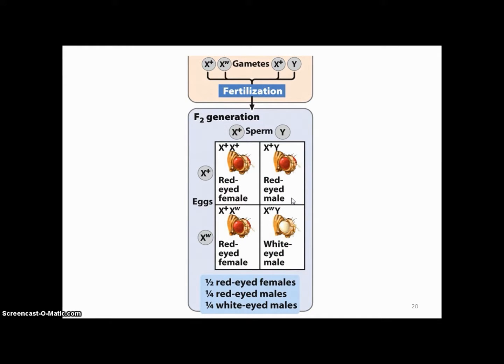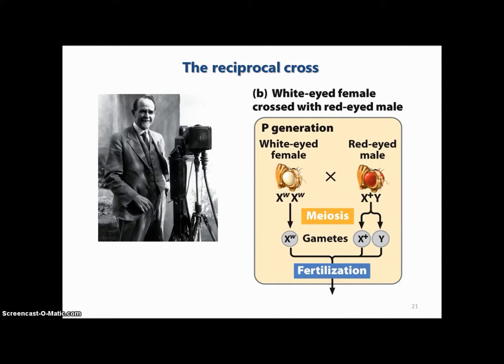So to demonstrate that the white eye allele was on the X chromosome, he did a reciprocal cross where he was able to generate a white-eyed female, and he crossed her with a wild-type red-eyed male. He was able to calculate some expected proportions based on whether or not the white eye allele was on the X chromosome.